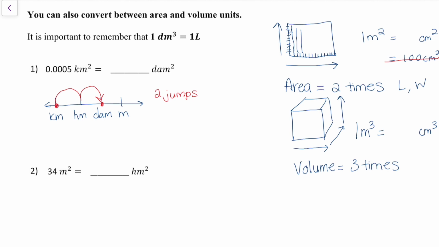But because it's an area, I'm going to do that twice. And so I'm actually going to do 4 jumps, 1 for each dimension. And so I take my number, and I'm going to do 2 jumps, and then another 2 jumps to get 4 jumps altogether. So I end up with 5 decameters squared. Okay, so whatever I would normally do, I'm going to do double because I have 2 dimensions to worry about.